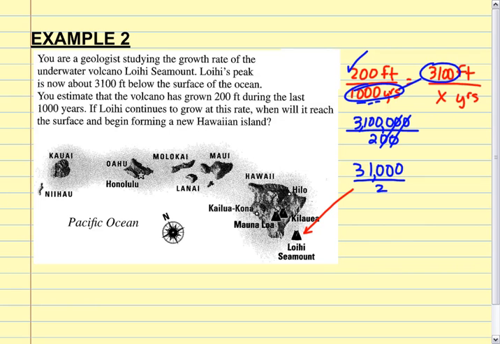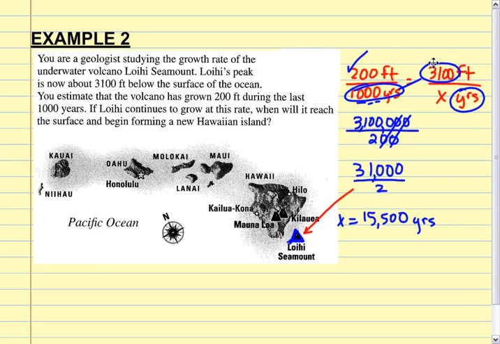And I can really do that in my head. 30,000 divided by 2 is 15,000. 31,000 divided by 2 is 15,500. Now you have a calculator. I know you can use it, but you can see how I'm doing that mentally. Okay? Now, that's what x equals. 15,500. But 15,500 what? Well, what was I looking for? Years. In 15,500 years, if it keeps growing at the same rate, then it will begin building a new island, a new Hawaiian island. Okay?